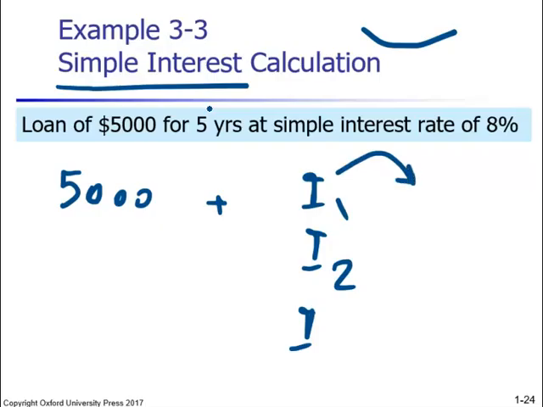So it is asking you for a loan of $5,000 for 5 years at simple interest of 8%. How much do you have at the end of year 5? Stop your video and start working on that. Do the math, check the previous part of the slides video if you have any questions, and try to get the answer. I'm about to show the answer. Ready?